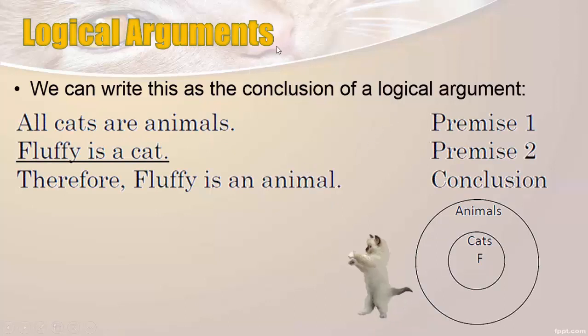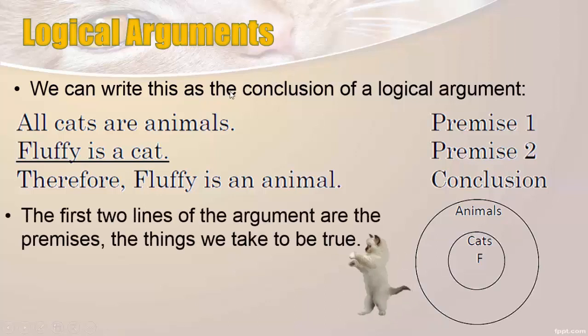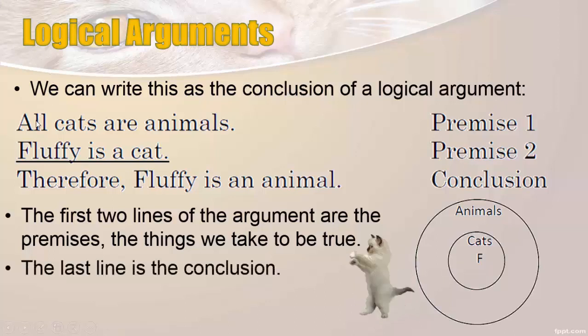And the first one, all cats are animals, we call premise 1. And Fluffy is a cat, we call premise 2. And the first two lines of the argument, these premises, are things that we take to be true. The last line here is the conclusion. And as you see, it's not part of the diagram. We just use the diagram to analyze and find a conclusion.